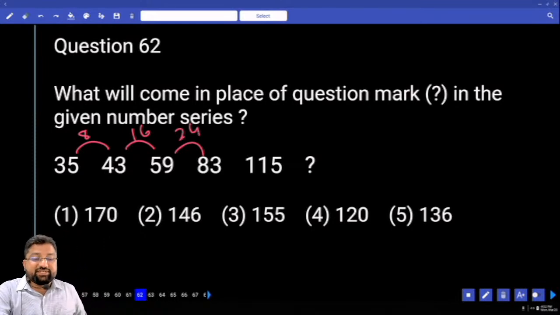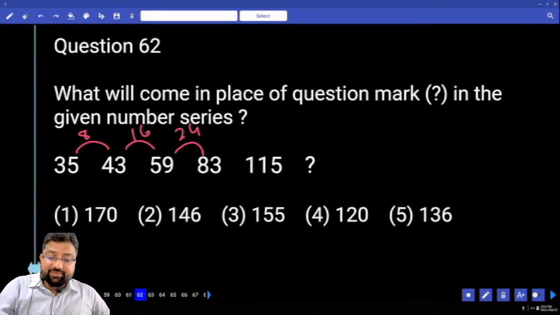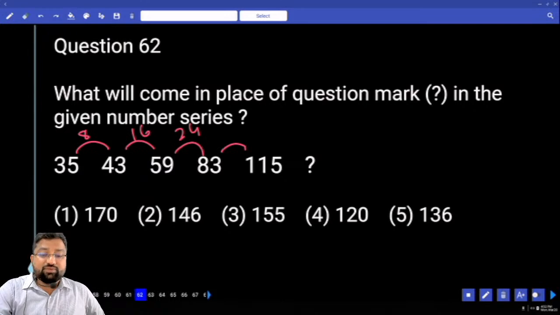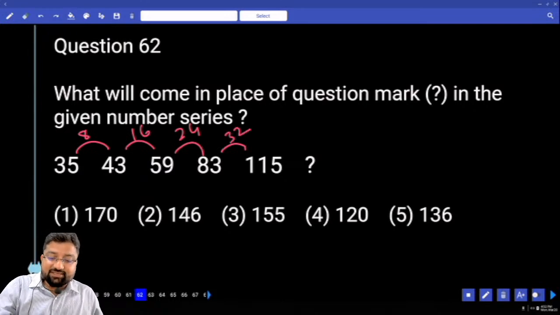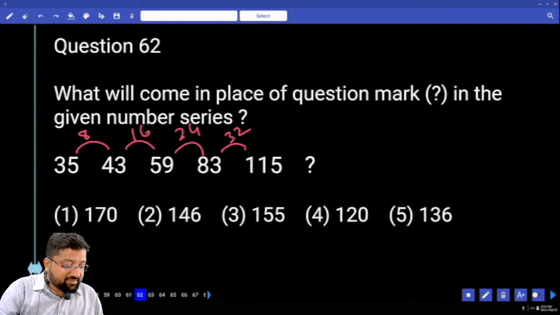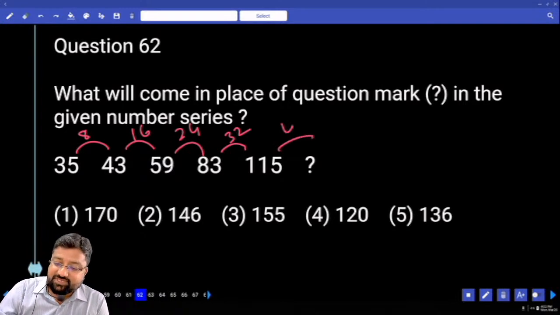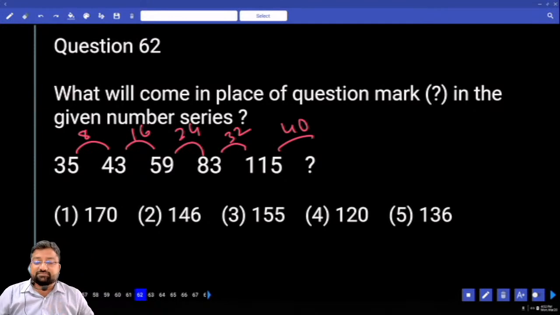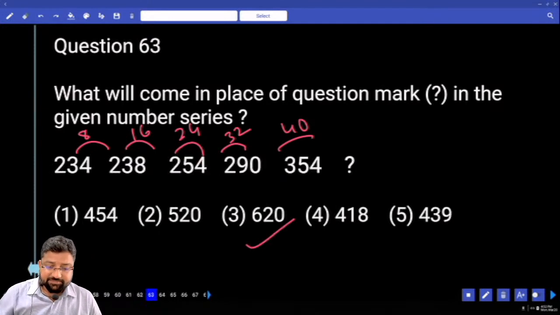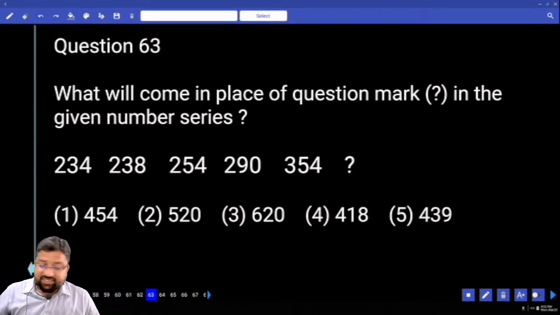8, 16, 24. 8 ones, 8 twos, 8 threes. Maybe this is 8 fours, 32. Is it 32? Exactly 32. Next I need 8 fours, 8 fives, 40. Plus 40, pretty easy. 155.